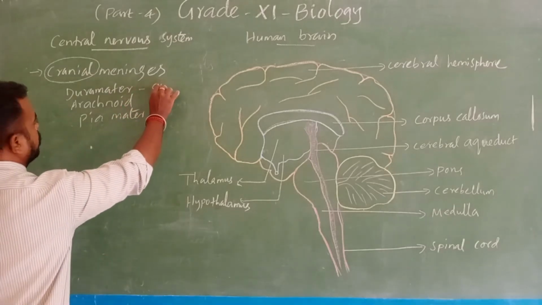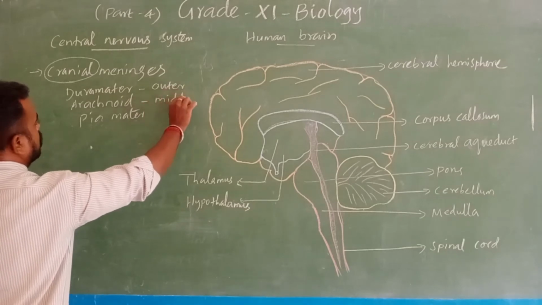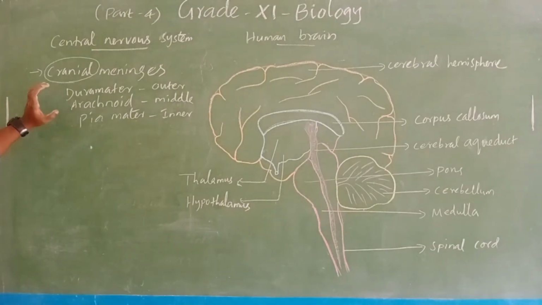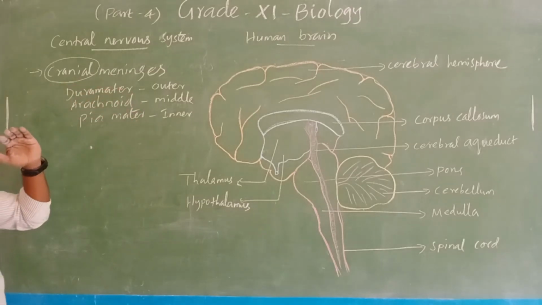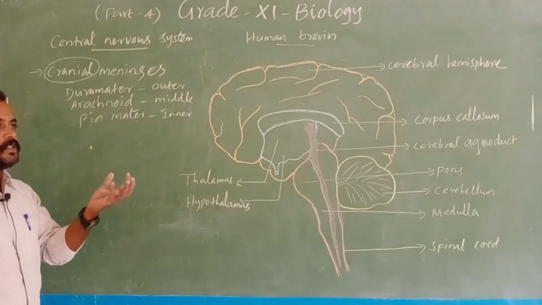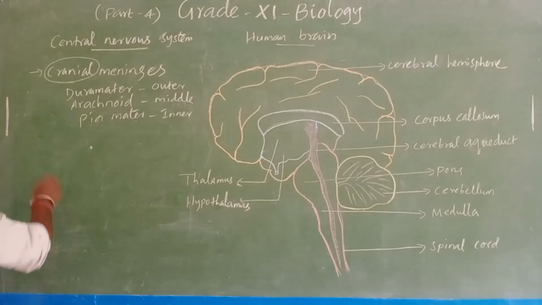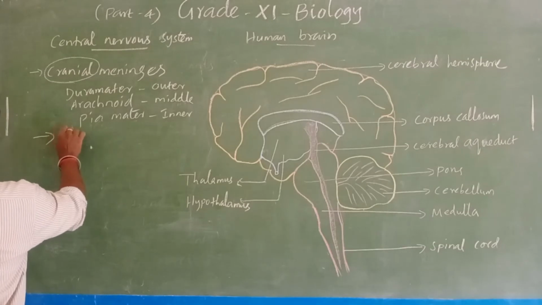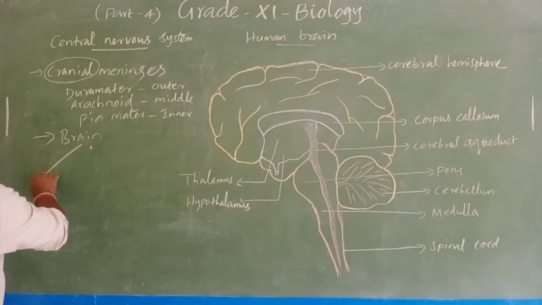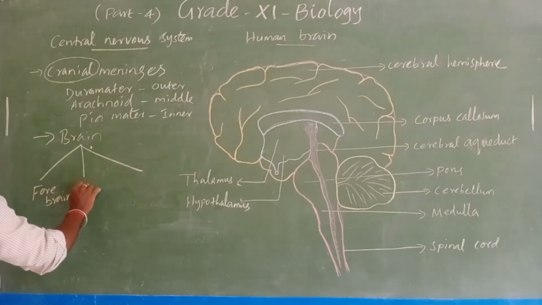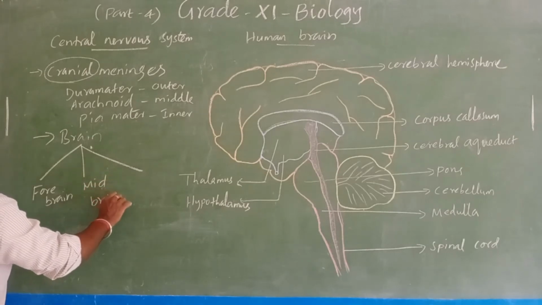Dura mater is the outer covering, arachnoid is the middle one, and pia mater is the inner one, near the brain. These 3 layers give protection to the brain. The skull gives high protection as well as support. Dura mater, arachnoid mater, then pia mater. The next one: the brain is divided into 3. One is forebrain, and midbrain, then hindbrain.